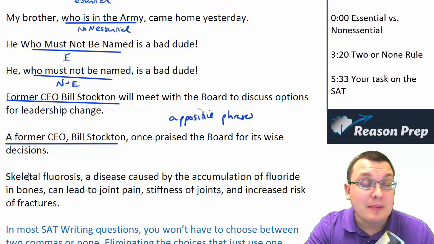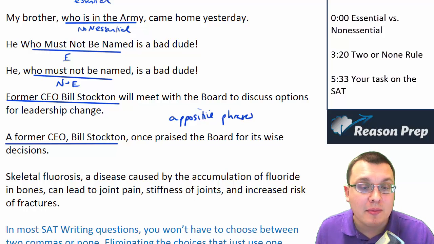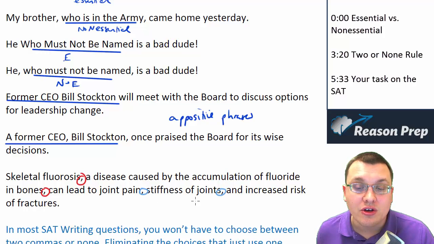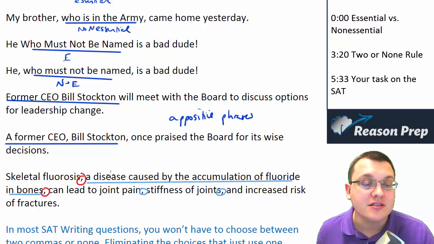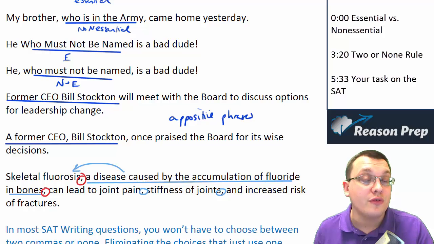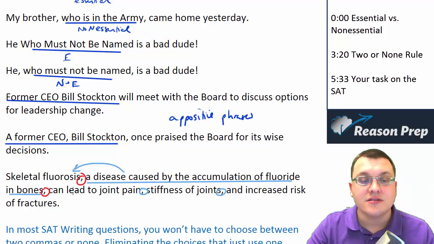But here's another example of that, an appositive phrase. Skeletal fluorosis, a disease caused by the accumulation of fluoride in bones, can lead to joint pain, stiffness of joints, and increased risk of fractures. Keep track of our commas here. Here are the two commas that separate this phrase off from the rest of the sentence. The rest of the commas here are used to separate members of a list in the normal way we've seen before. But the two commas we're focused on are the ones separating this appositive phrase, which is defining what skeletal fluorosis is, from the rest of the sentence.